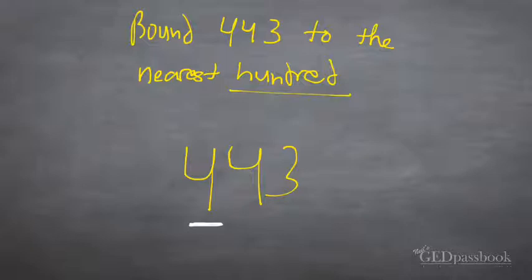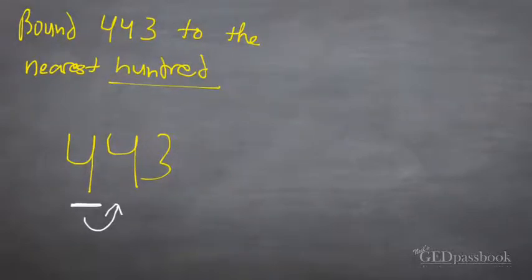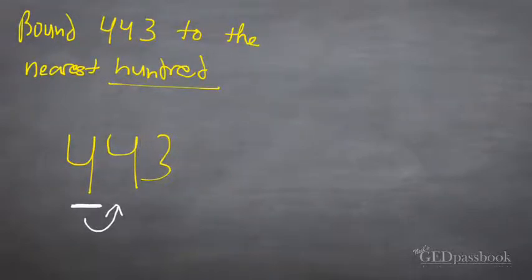Now, what you're going to do always is look to the neighbor. Look to the right. Always look to the right. In this case, it's a 4. This neighbor of your place value that they're telling you to round, you will always look at it and you're always going to ask yourself, does my number fall under my first rule or my second rule?